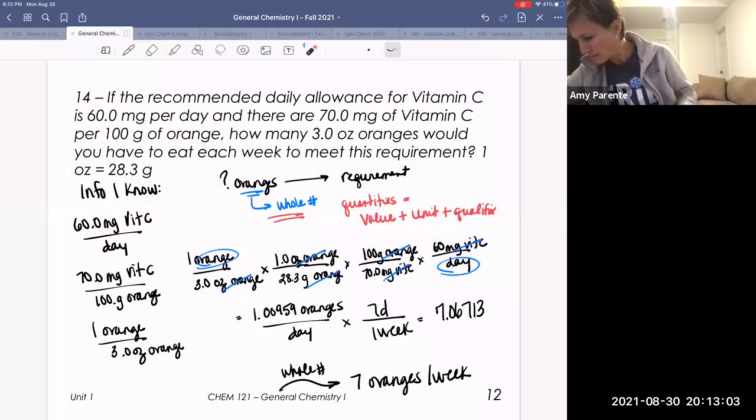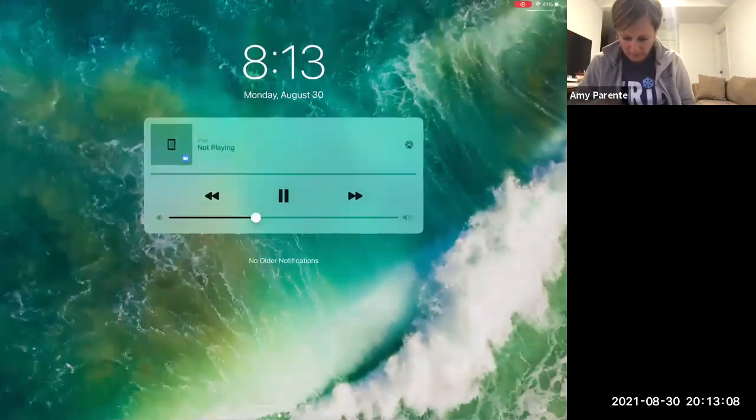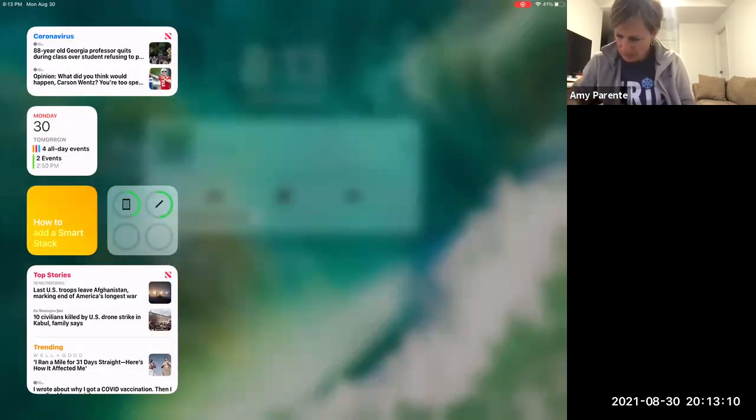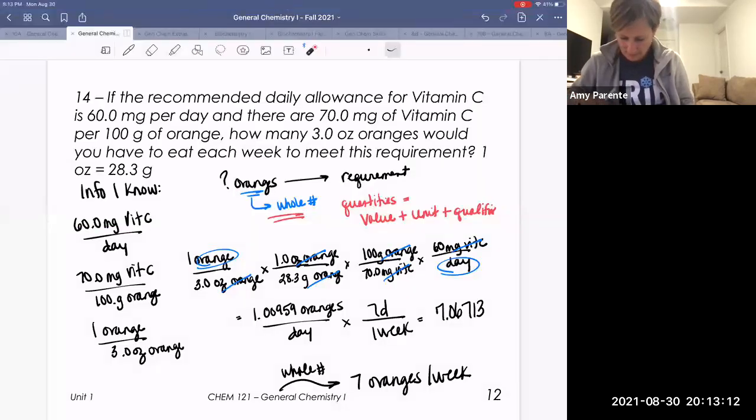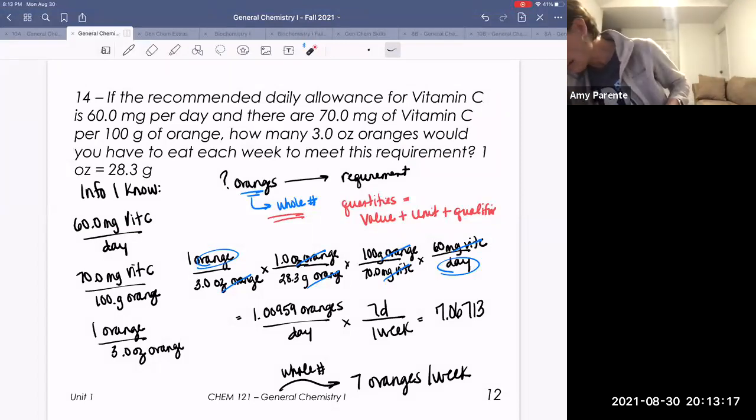My Apple Pencil, I think, keeps dying here. Just going to check this real quick. No, it says there's plenty there. It just keeps disconnecting. Try to just reconnect it here.